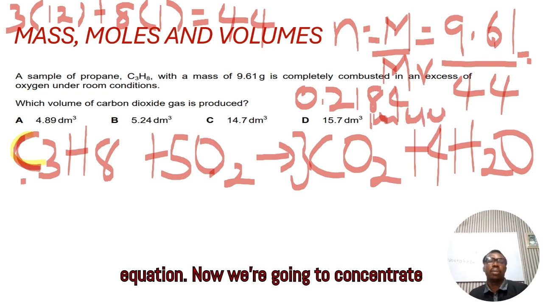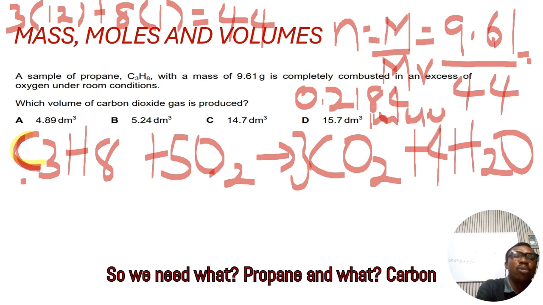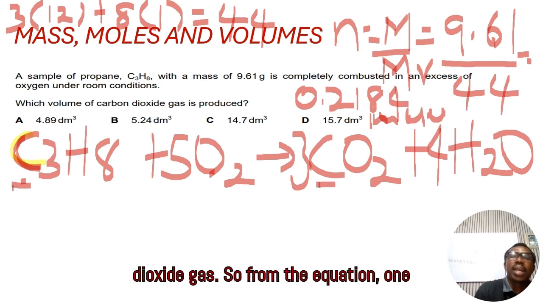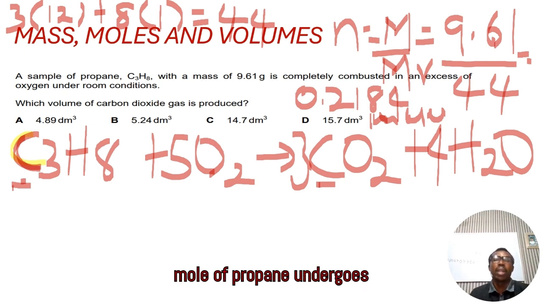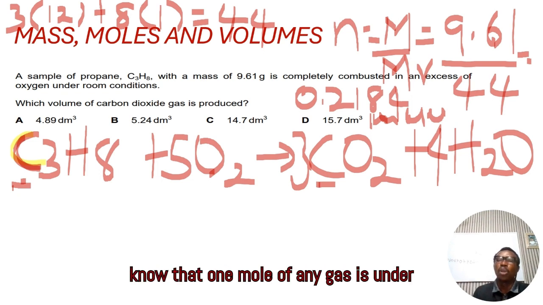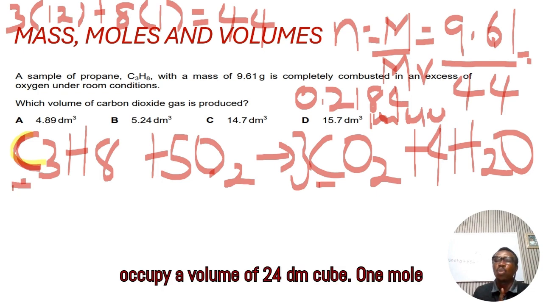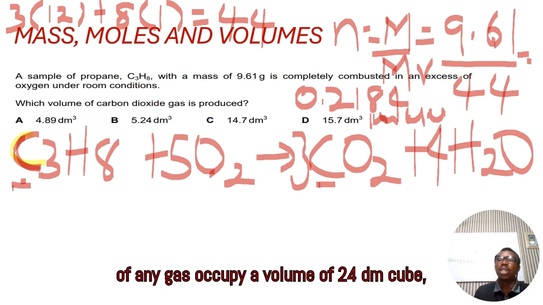Now let's go to the equation. Now we're going to concentrate on what is needed. So propane, and we need carbon dioxide gas. So from the equation, 1 mole of propane undergoes combustion to give you 3 moles of carbon dioxide gas. And I want you to know that 1 mole of any gas under room conditions occupies a volume of 24 dm cube.